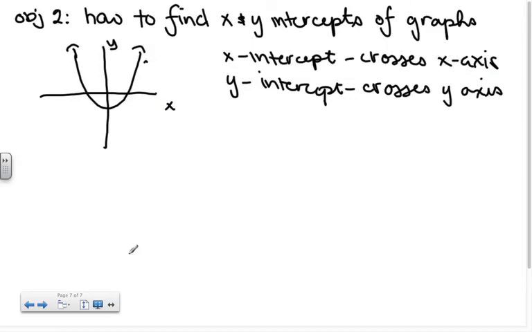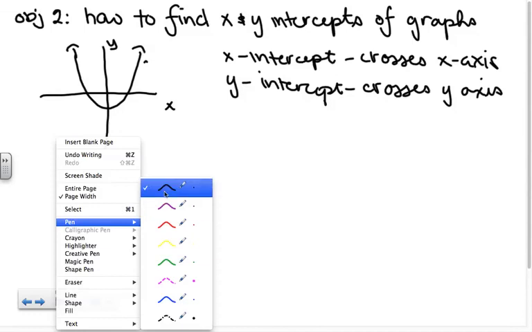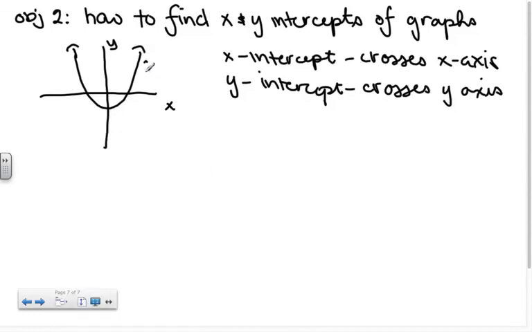Okay, so in this situation, I have a graph. To visualize it, these two are what we call x-intercepts. This point right here is what we call a y-intercept, so it intersects the y-axis. Everybody follow? That's what's going on here? So intercepts are where they cross the axis.